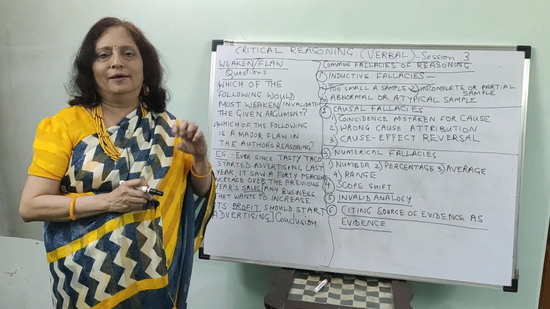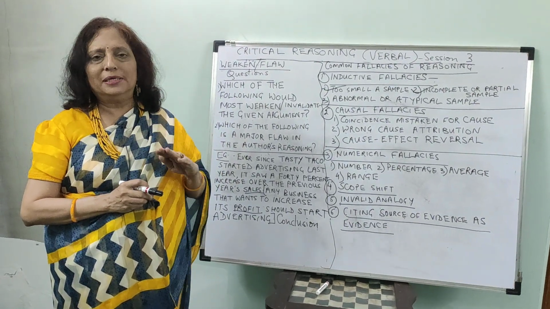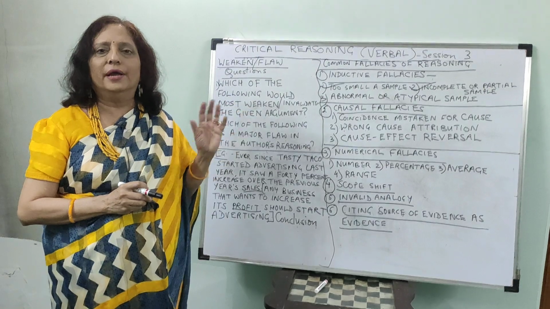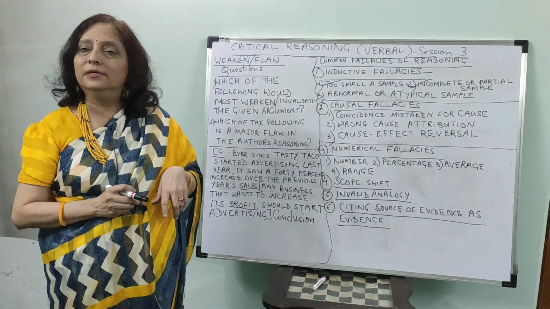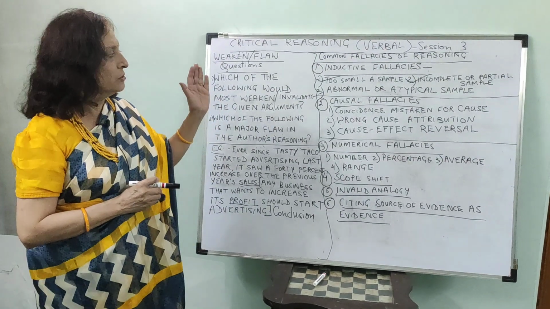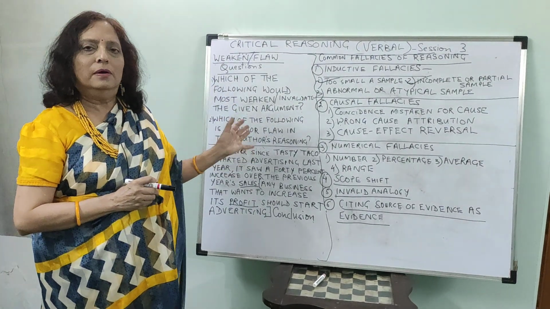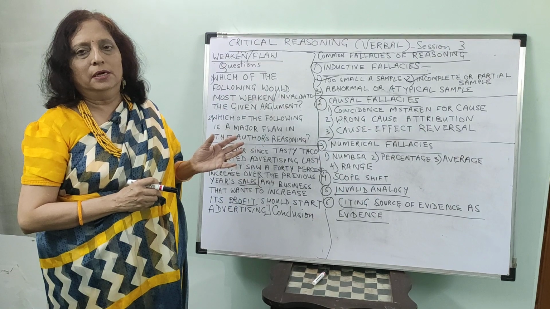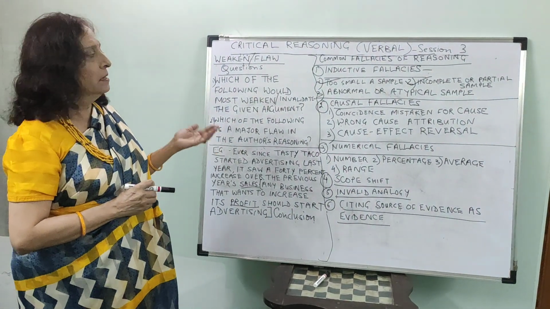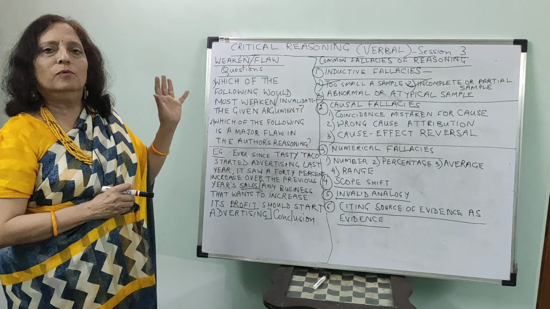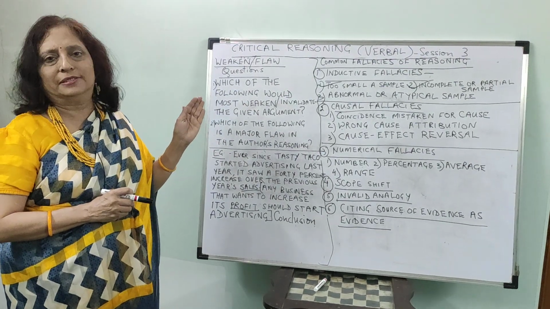So these are the commonest fallacies found in your GRE or GMAT critical reasoning, and we should always check every argument for these fallacies. Now next time I shall be discussing how to strengthen or weaken. Okay, strengthen or weaken questions will be discussed in our next module.